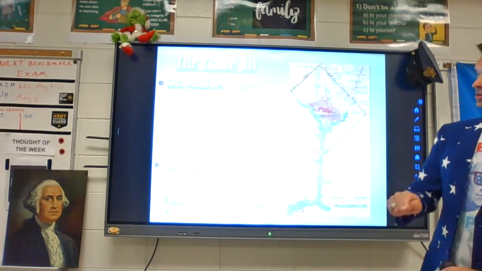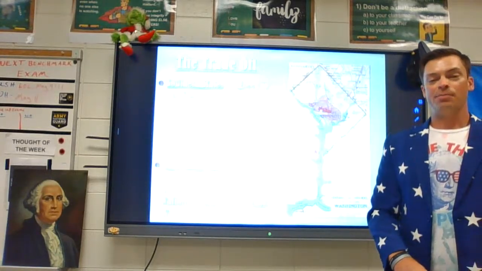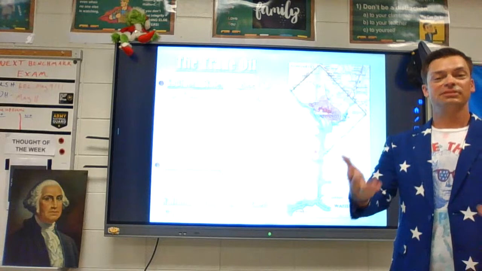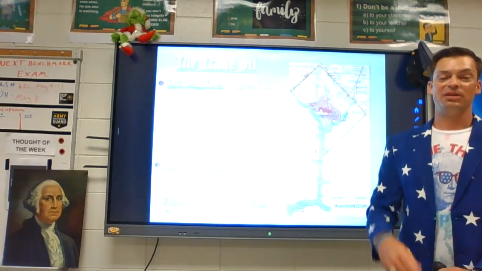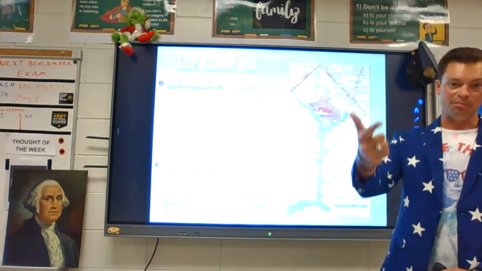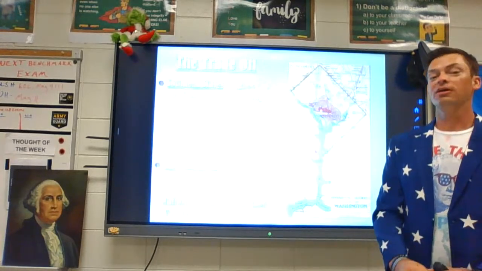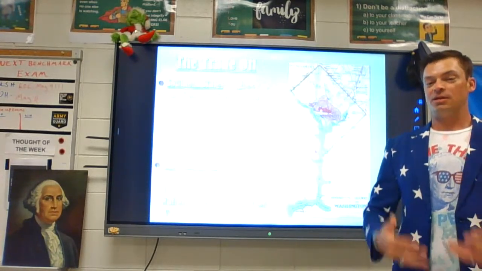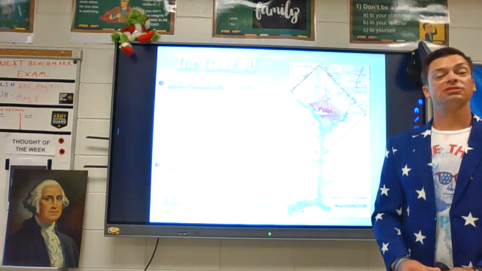Here's the agreement. Southern states agree to the national bank as long as the national capital is moved into Southern territory. So the Southern territory is going to be Washington, D.C. That means Virginia gives up a portion of its land to become Washington, D.C., and Maryland. We basically create a 10-mile by 10-mile square that will be the national capital, and these two states gave up some of their land in order to create Washington, D.C.